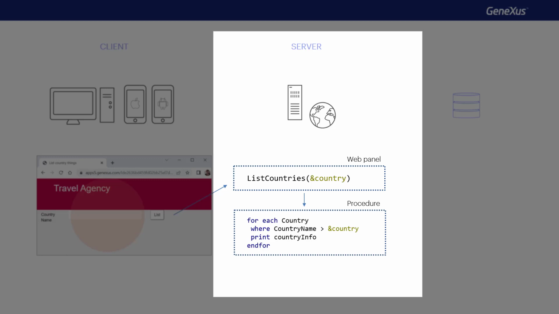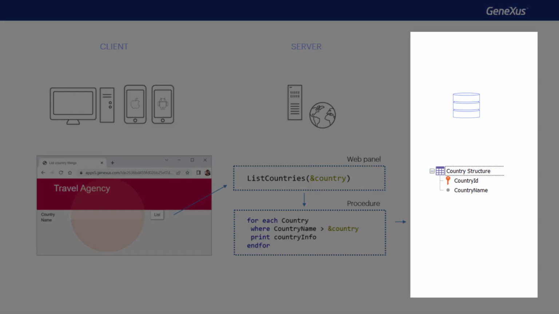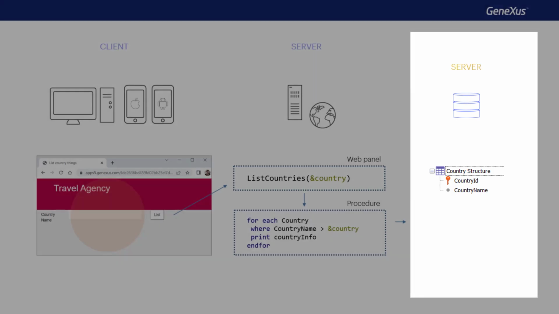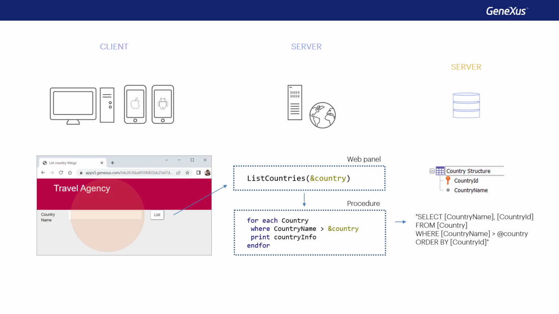The procedure must run the for each. This means that it must, in turn, call the DBMS so that the DBMS makes the required query to the country table. The DBMS is located on another server, the database server. However, both the application server and the database server may occasionally be located on the same machine. When the procedure is generated, an SQL statement is built. Then, when the procedure is executed, it's sent to the DBMS on the database server for the DBMS to resolve it, of course, assuming that we're using a DBMS that understands SQL.